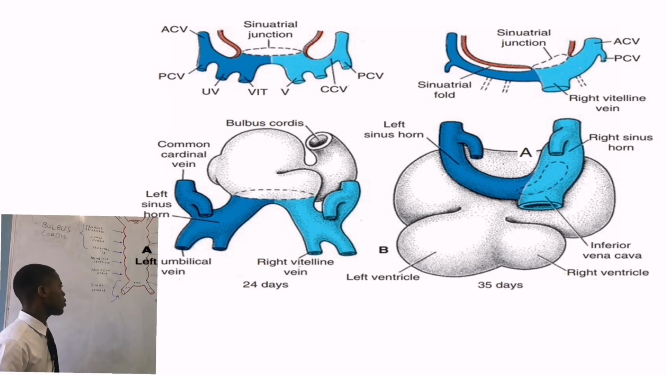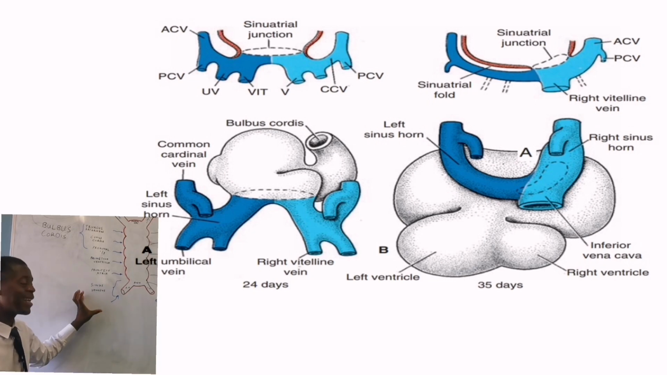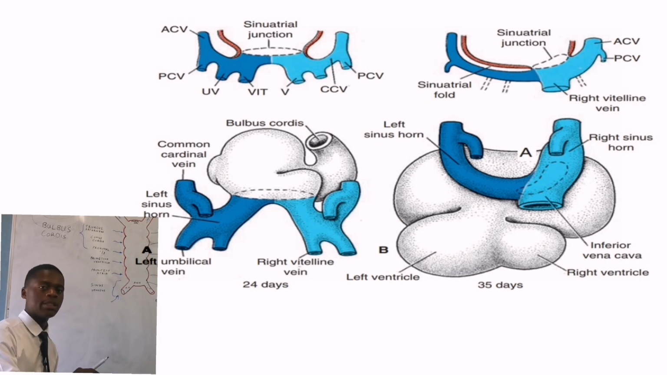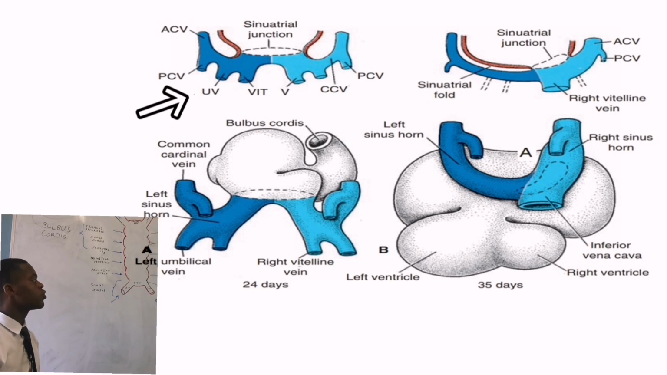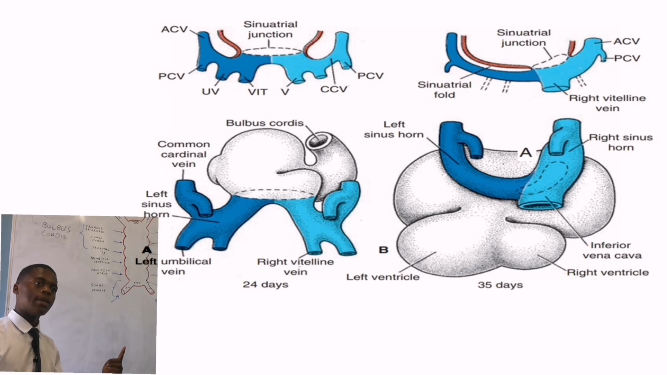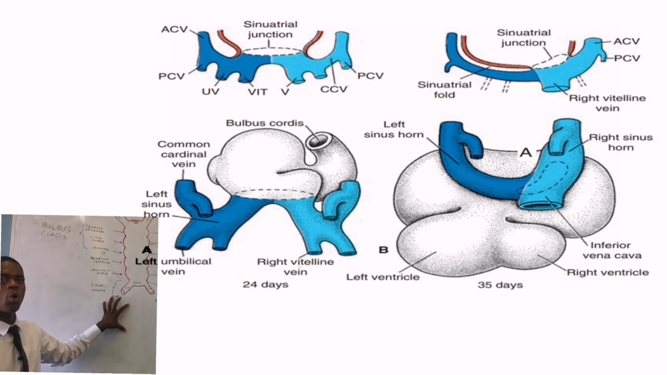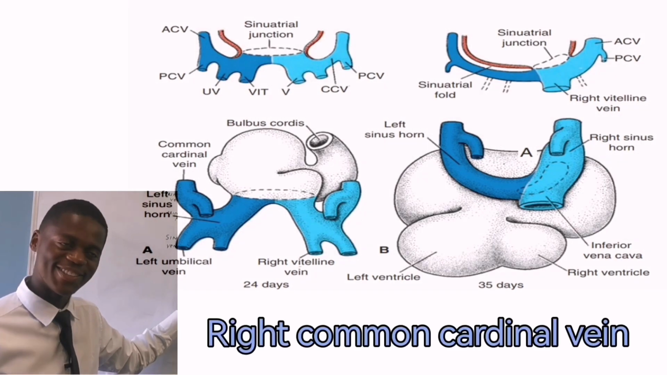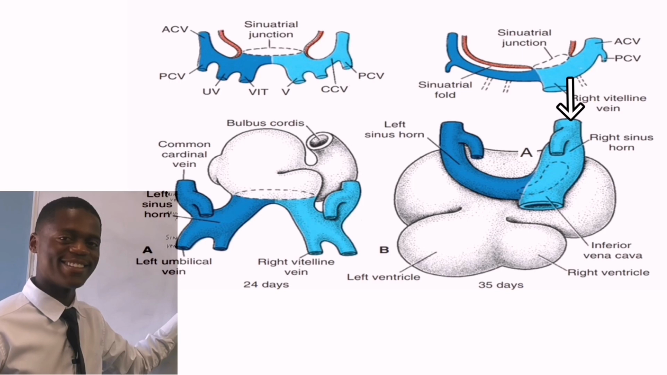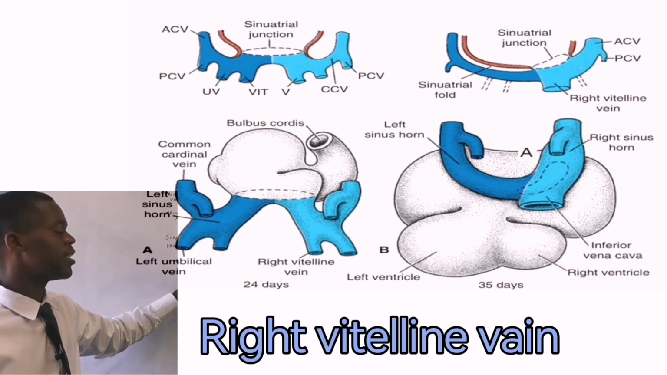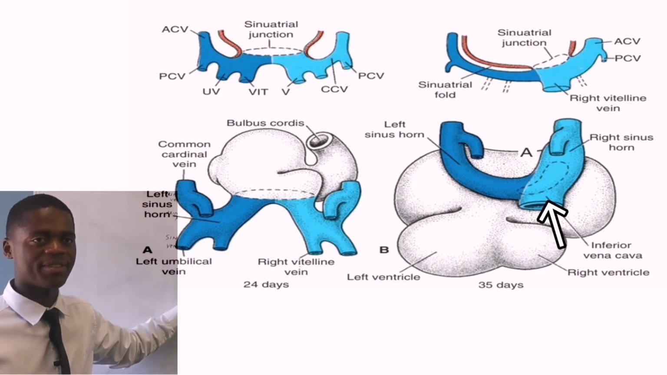If we look at the sinus venosus, it has a right and a left horn. From the left one, those three veins will degenerate, and the left horn will form two structures. Number one, the oblique vein of the left atrium. Number two, the coronary sinus. If we look at the right one, we have the right common cardinal vein, which will form the superior vena cava. We also have the right vitelline vein, which is going to form our inferior vena cava.